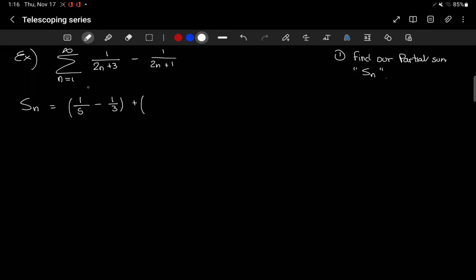Plus when k equals 2, we're going to have 1 over 2 times 2 plus 3, which is 1/7, minus 1 over 2 times 2 plus 1, which is 1/5, plus when k equals 3, we have 1 over 2 times 3, 6 plus 3 is 9, 1/9, minus 1 over 2 times 3, 6 plus 1 is 1/7.